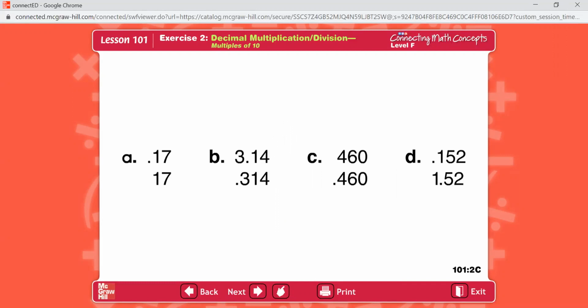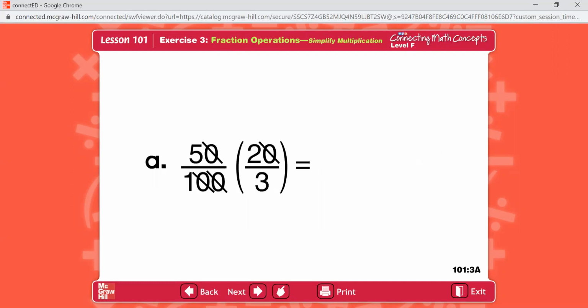Here are the answers. Fraction operations. Open your textbook to lesson 101 and find part 1. Problem A, 50/100 times 20/3. Copy the problem. Cross out all the zeros you can. This is what you should have. There is no more simplification for this problem.